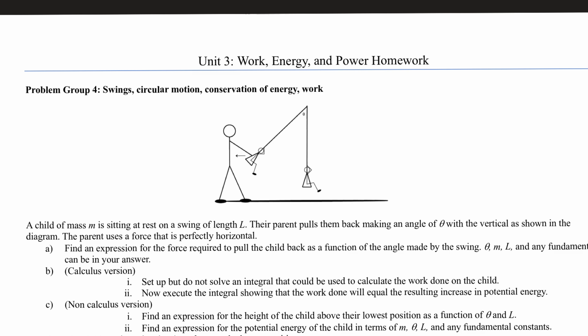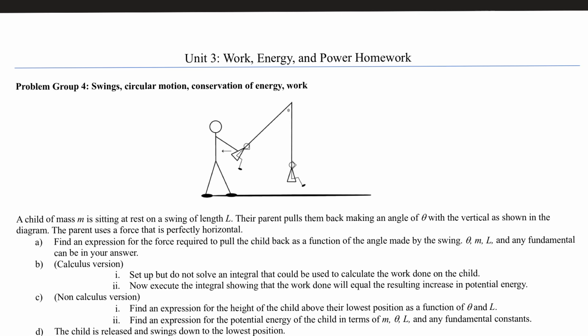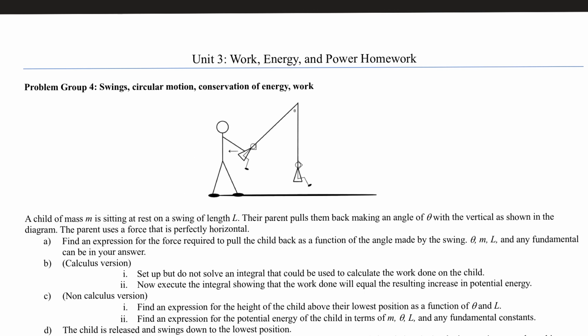All right. A child of mass M is sitting at rest on a swing of length L. The parent pulls them back, making an angle theta with the vertical as shown in the diagram. The parent uses a force that is perfectly horizontal.